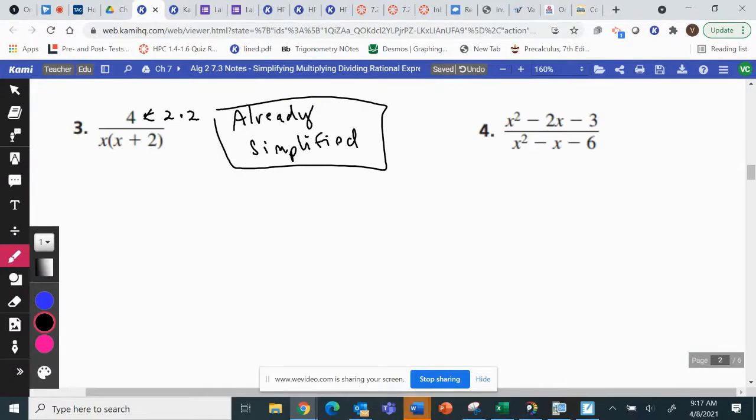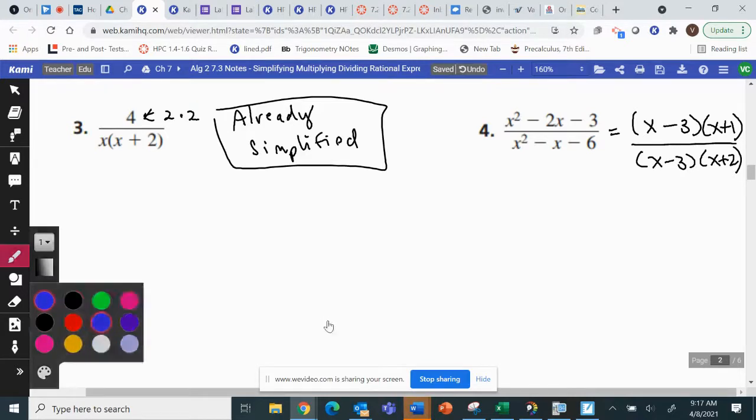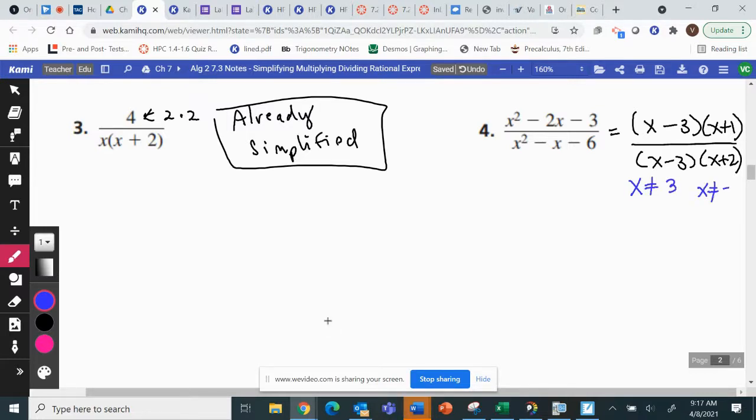Number 4, what should we do first? Katsia, what should we do first? Factor. Good. I'm going to factor it quickly because of time. x minus 3, x plus 1. And in the denominator, x minus 3, x plus 2. Factored. Sierra, what should I do next? Domain restrictions. Perfect. So we've got x cannot equal 3 and x cannot equal negative 2. I've got 2 of them.